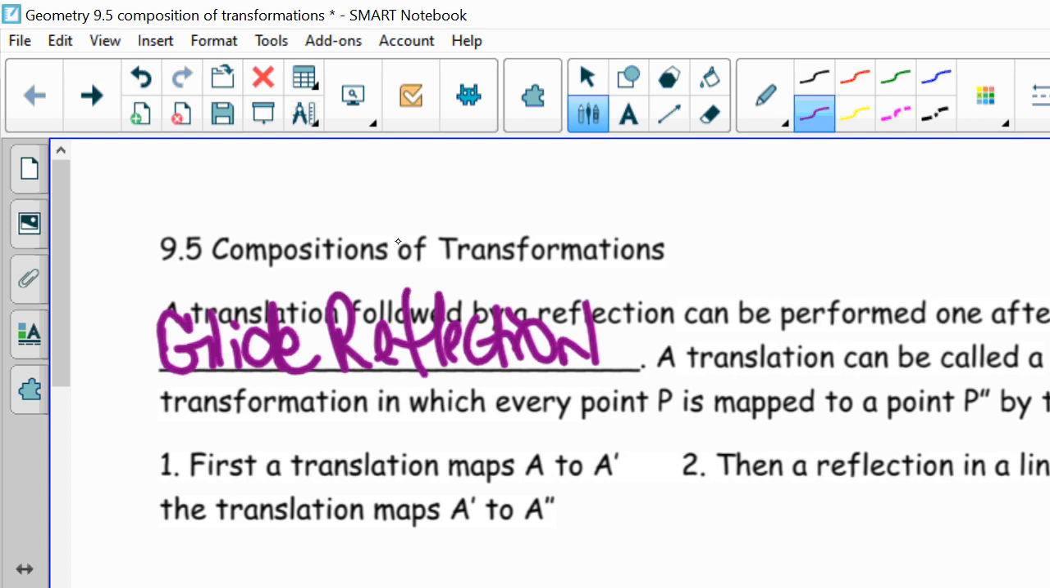A glide reflection is a transformation in which every point P is mapped to a point P prime by the following steps. First, a translation maps A to A prime. So if I have this picture over here, A goes to A prime. Then a reflection in a line M parallel to the direction of the translation maps A to A double prime. So A translated up this way, so that now I have a line that's parallel to that, same direction. Then A prime becomes A double prime by reflecting over that line.